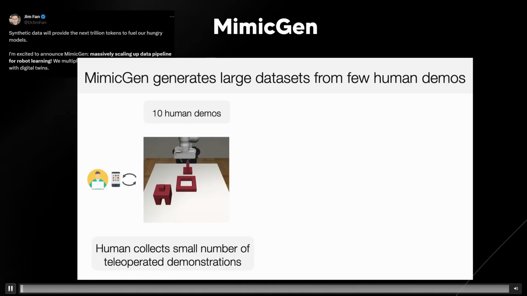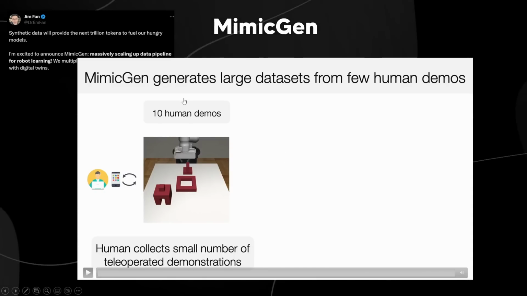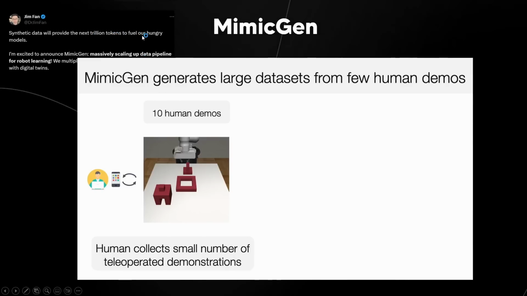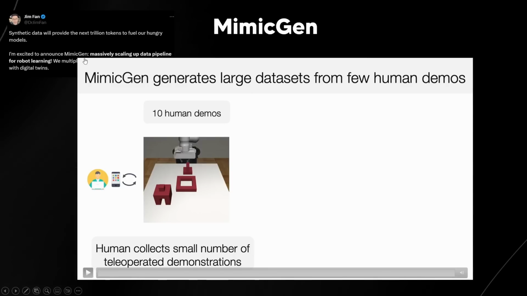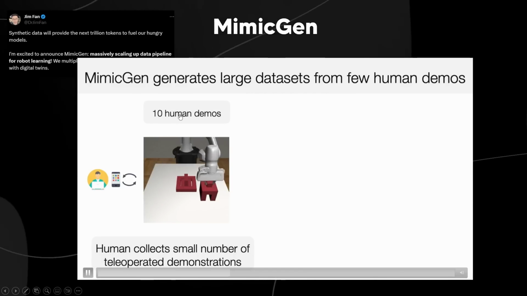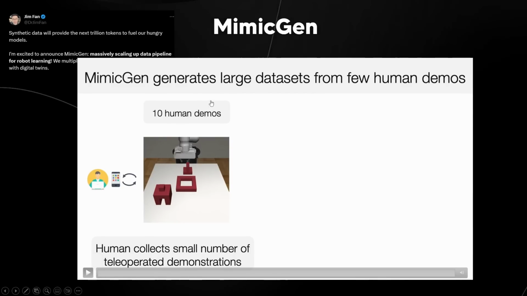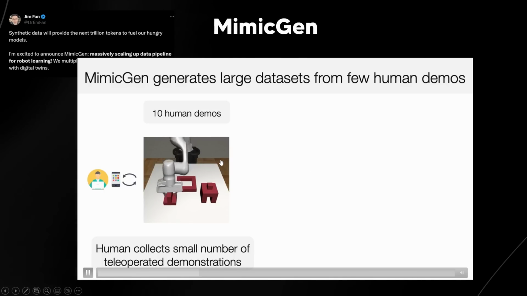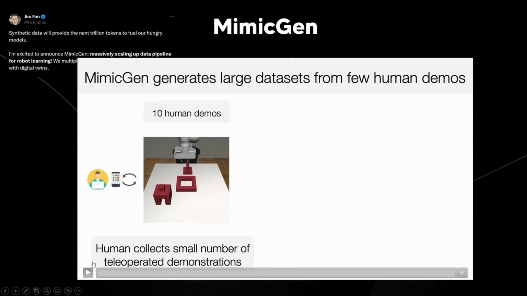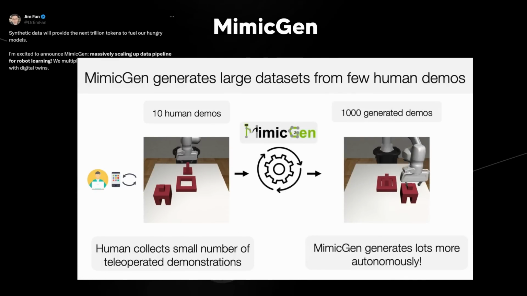So one of the examples I did want to cover was of course MimicGen. So essentially, once again, Dr. Jim Fan does talk about this and he says synthetic data will provide the next trillion tokens to fuel our hungry models. And he says, I'm excited to announce MimicGen, massively scaling up our data pipeline for robot learning. And essentially in this video, you can see that MimicGen generates large data sets from a few human demos. You can see that just from 10 demos, the AI was able to generate, I think, around 1,000 generated demos, and it generated that autonomously, meaning that we could then use the 1,000 to train the AI on what to do and what not to do.